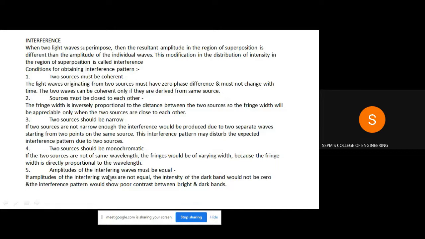Then amplitudes of interfering waves must be equal. It means the intensity of both the waves which superimpose on each other to produce maxima and minima of intensity must have the same value. So these are certain conditions in order to observe the interference phenomena.